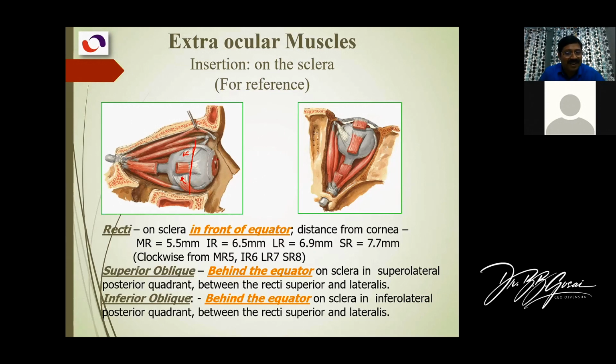But how much distance away from the cornea? It is 5, 6, 7, 8. Start with the medial: medial 5 millimeters away from the cornea, behind the cornea. Then inferior 6, then lateral 7 and superior 8. So this is the formula I usually remember.